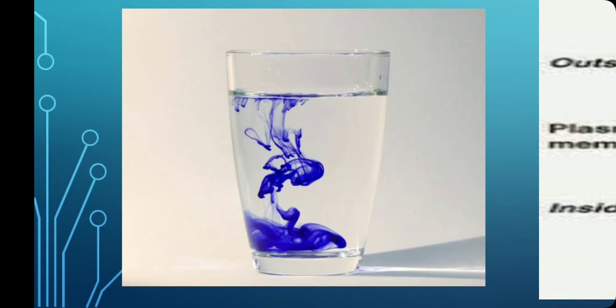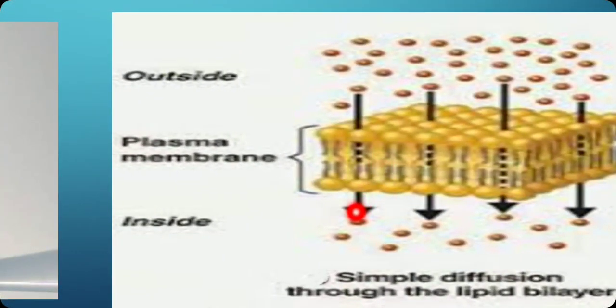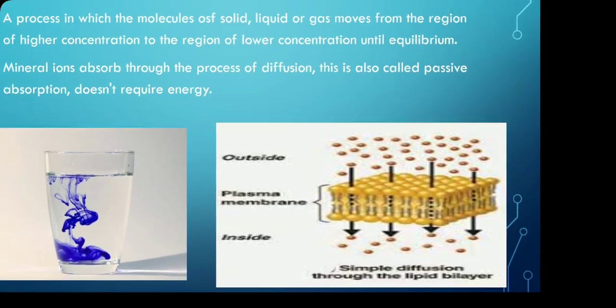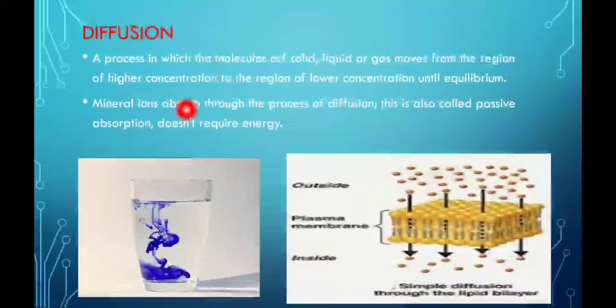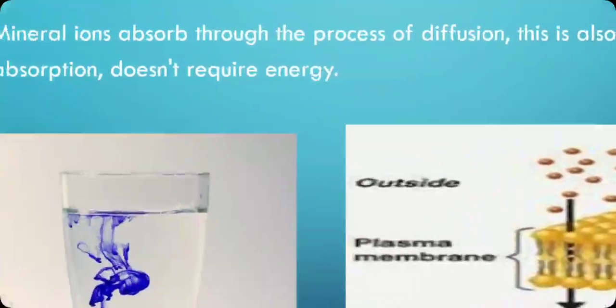Isn't it simple? In the same way these mineral ions move from the region of their higher concentration, which you are seeing here, to the region of their lower concentration. So this is very simple diffusion. Mineral ions are absorbed through the process of diffusion. One more thing, this process is called passive absorption.